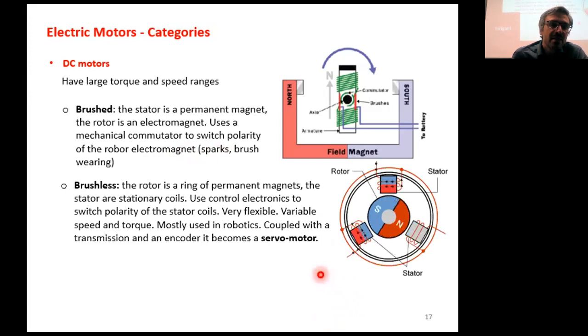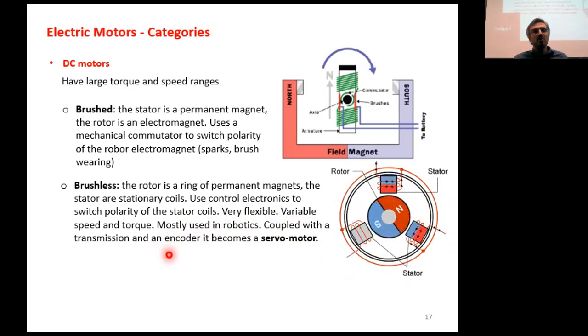While the last models are brushless, and this time the rotor is the permanent magnet, while on the stator there are the stationary coils. And the trick this time is to use control electronics to power the switched polarity of these coils such that they create a rotating magnetic field that attracts the rotor, the permanent magnet on the rotor. And they are very flexible. You can achieve variable speed and variable torque, and the brushless motors are the most used in robotics.